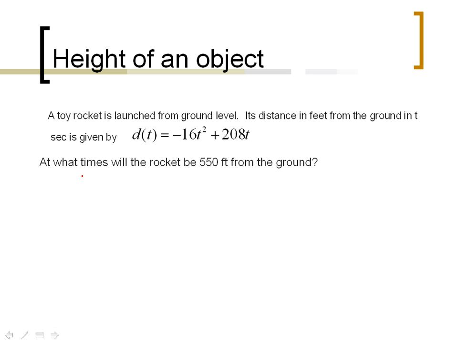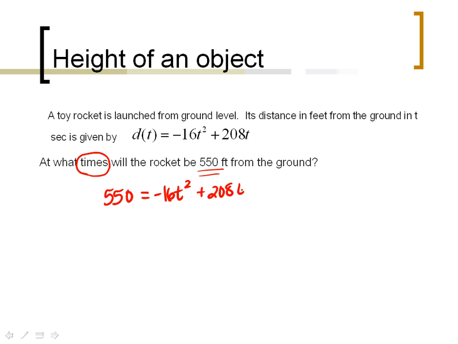So to solve this problem, we have to understand we're trying to find time. We know what the height from the ground is. And that's exactly what d of t represents, right? It's distance in feet from the ground. So we're going to replace d of t with 550 and solve this equation for t.